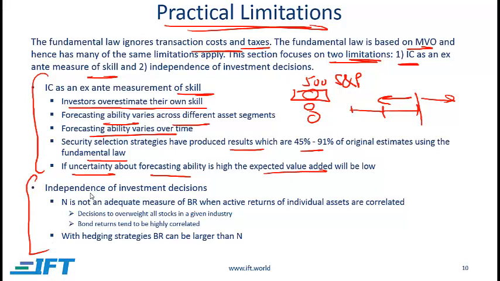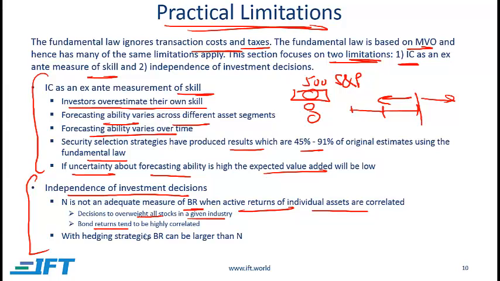The second high-level point is related to the independence of investment decisions. We often assume that if a decision is being made about N securities, then N is roughly equal to the breadth. But this is not necessarily the case. N is not necessarily an adequate measure of breadth when active returns of individual assets are correlated. So if we are making a decision to overweight all stocks in a given industry, it is unreasonable to assume that all those decisions to overweight the stocks in a given industry are really uncorrelated. Chances are those decisions will have a high positive correlation.